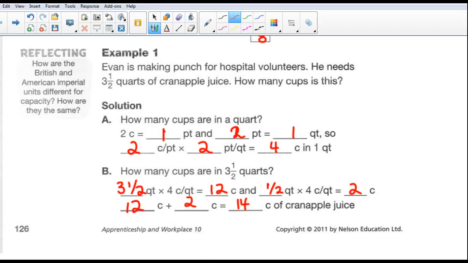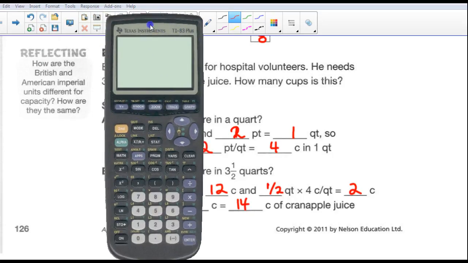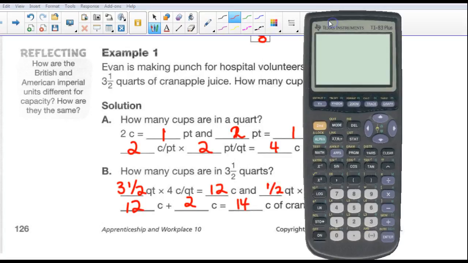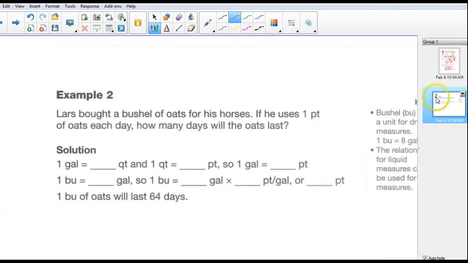The best way to do it would be just to take your calculator, and I'll turn it on, clear it. And if I have 3.5 quarts times 4 cups per quart, that's just 3.5 times 4 equals, and I get 14. Okay, that's the fastest way of doing it. It's just that the book decided to break it down into small little chunks. Okay, either way is correct.